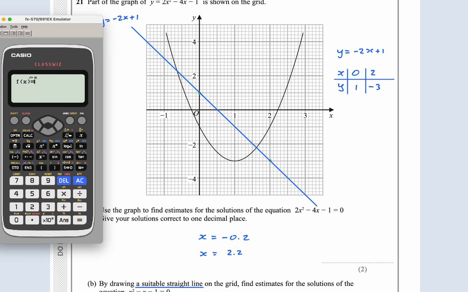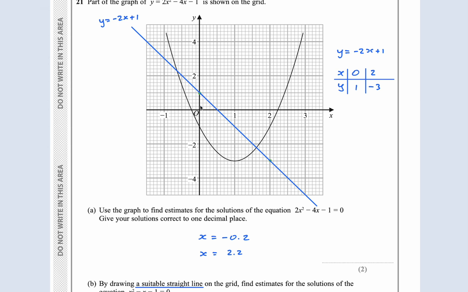Go to table and you type in minus 2x plus 1. Leave g of x. Start wherever you want. I'll start at 0. And then it gives you 0, 1. It gives you the points. There's 0, 1. It gives you 1, minus 1. It gives you 2, minus 3. It gives you 3, minus 5. And it's the same thing.